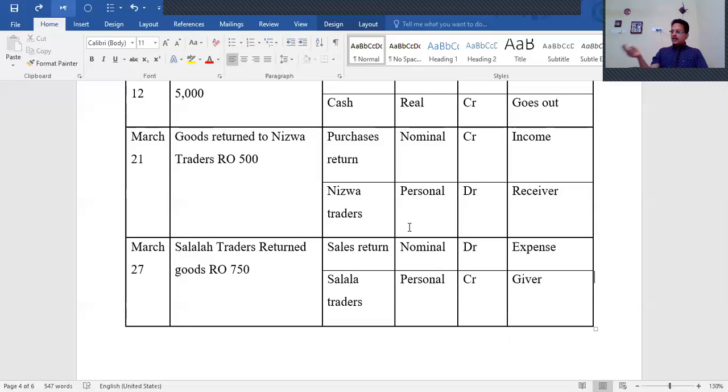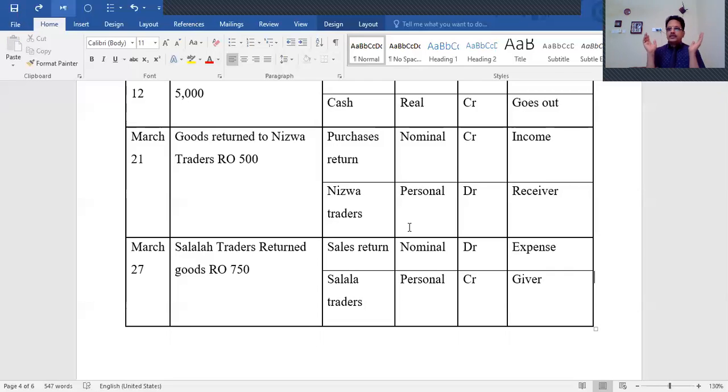Just like goods returned by Salala traders, by means return inward. Salala traders return goods to you: return inward. That means first you sell and the customer returns, mabiyat ragya. Return outward means purchase return, mushriyat: first you buy and return, mushriyat ragya. So understand these two terms very easily. First you have to understand whether it is return inward or return outward, purchase return or sales return.